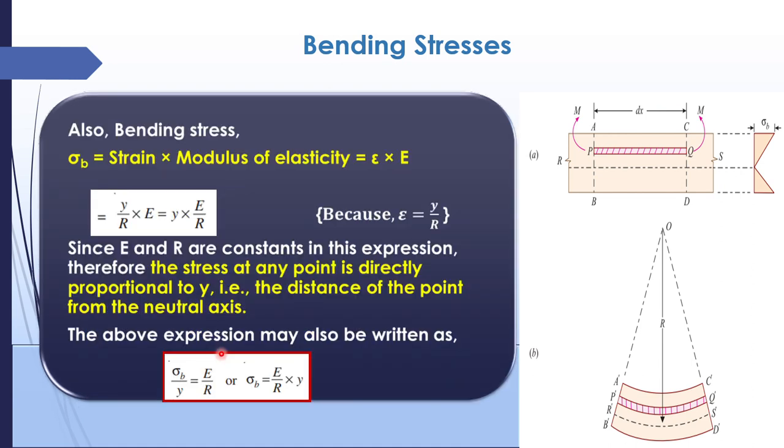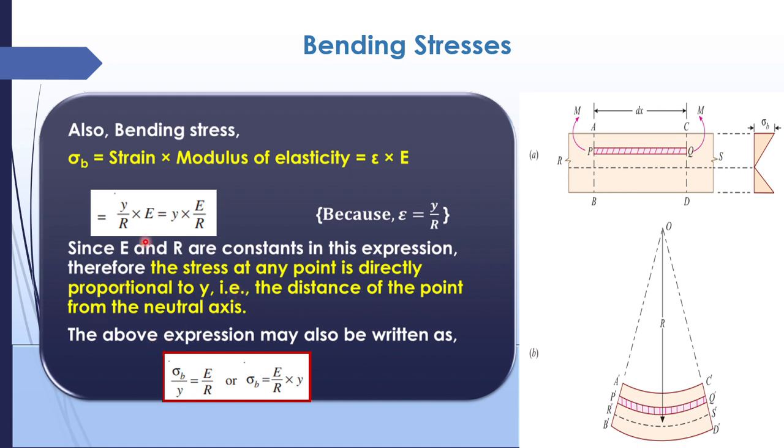Moving on to the next part, bending stress sigma b is nothing but stress is equal to strain into elastic modulus. Strain is epsilon, elastic modulus is E. Epsilon is y by r. In the previous equation we have already derived that. So I'll get sigma b is equal to y into E by r. So from this equation we can say that stress at any point is directly proportional to y.